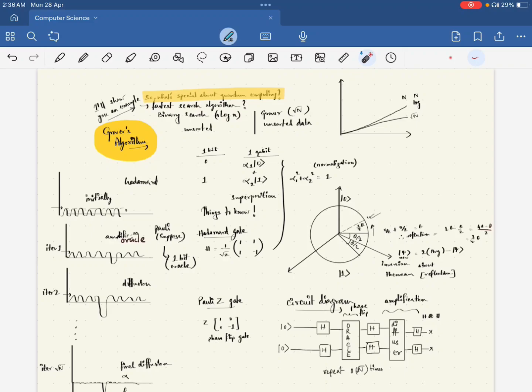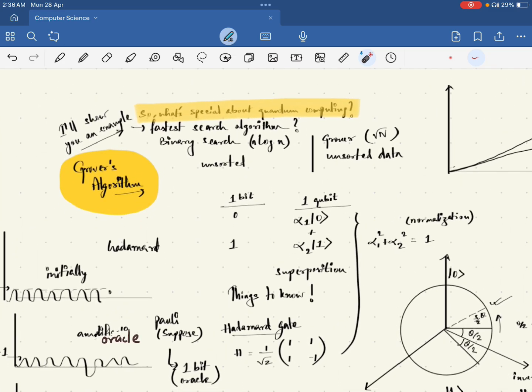Hello, friends. Today I'll tell you what's special about quantum computing and why it is faster than classical computers. I'll show it with an example of Grover's algorithm. I'll run through step by step how Grover's algorithm works and how it is faster than classical search operations.